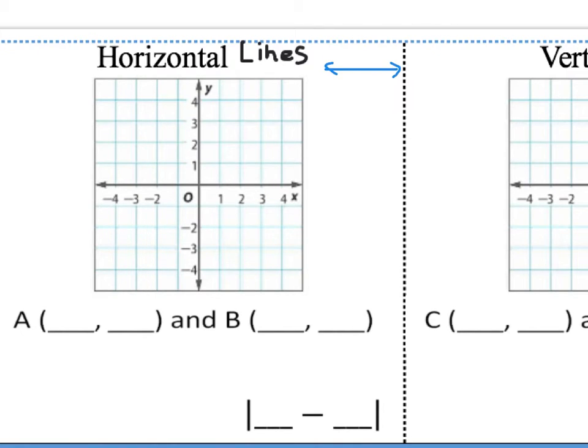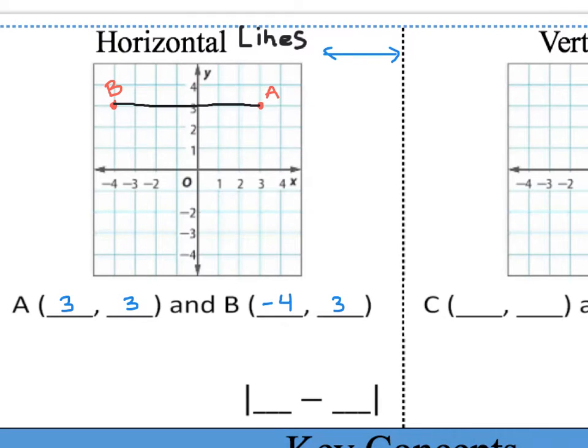On a coordinate plane, I can plot two different points and draw a line connecting them. For example, let's pick some points. For point A, let's call it (3, 3), and for point B, let's call it (-4, 3). Let's plot point A on the grid. This is the location of point A, and this is the location of point B. We can connect these two points to make a horizontal line.